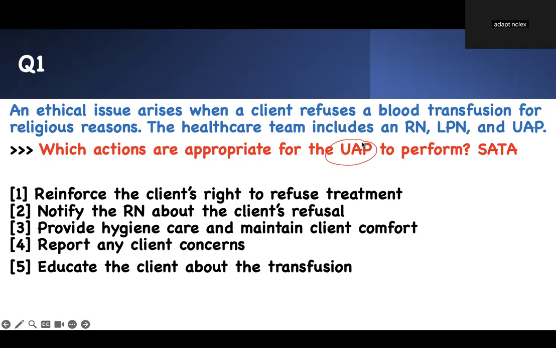An ethical issue arises when a client refuses a blood transfusion for religious reasons. There is a buzzword there. Refuse what? Blood transfusion. I've underlined my buzzword. The healthcare team is made up of all the possible healthcare providers you need: RN, LPN, and the UAP. Which actions are appropriate for the UAP to perform? First, reinforce the client's right to refuse treatment. It's a select-all-that-apply. You don't have to pick everything.